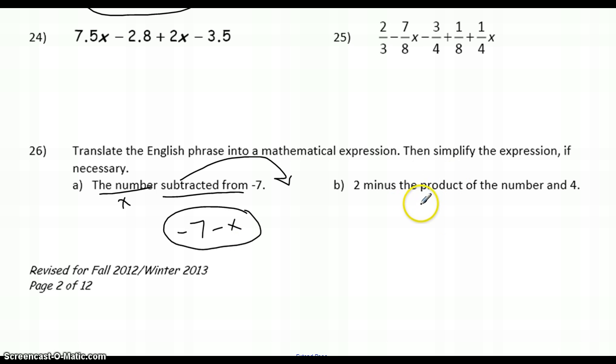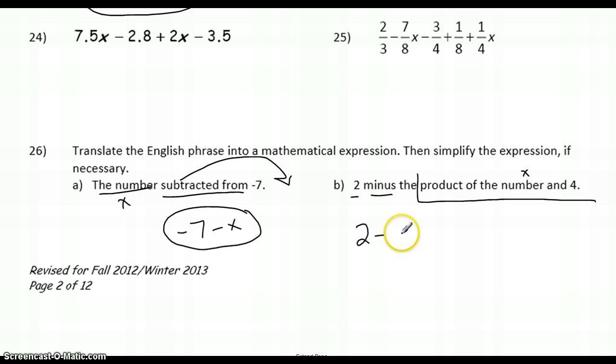"2 minus the product of a number and 4." So 2 minus, that's flat subtraction. It's not "subtracted from" or "taken away from." So I'm going to say 2 minus. Now I've got minus what? The rest of this is what is being subtracted: the product of a number and 4. I know product is multiplication, and what am I multiplying? I'm multiplying the number and 4, and the number, of course, is x.